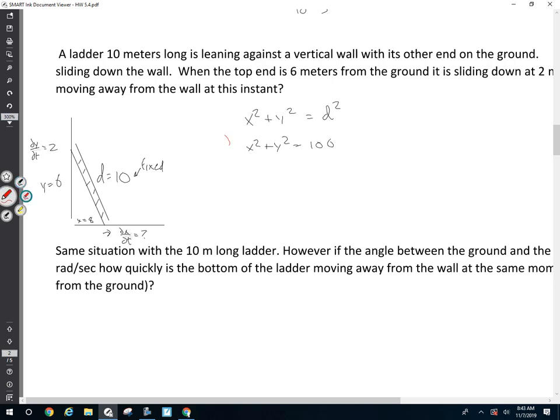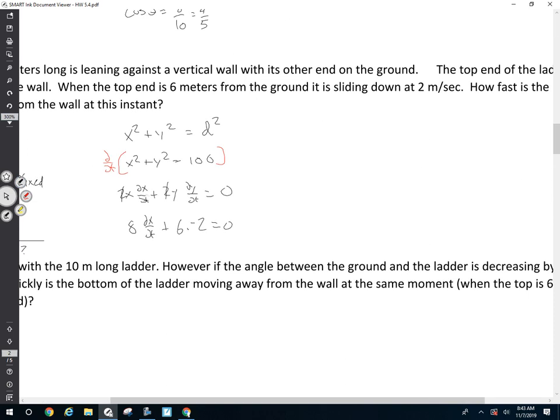Taking the derivative of this, don't forget to take the derivative of the constant. Get 2x dx dt plus 2y dy dt equals 0. Yes, the 2's can go away. X is 8. Trying to find dx dt. Y is 6. I know dy dt. It's sliding down. This should probably be a negative because it's getting closer to the ground. You probably want to say this is a negative.